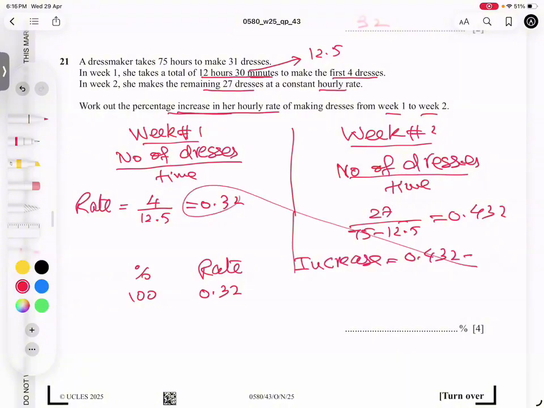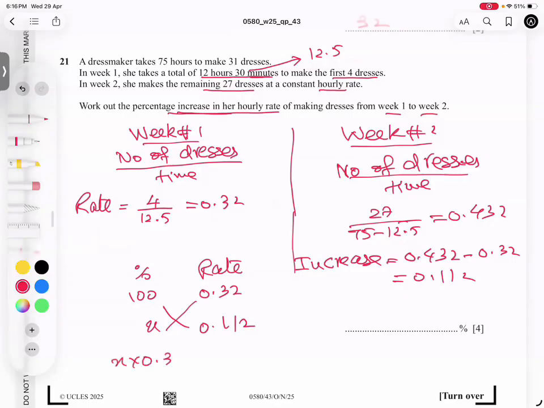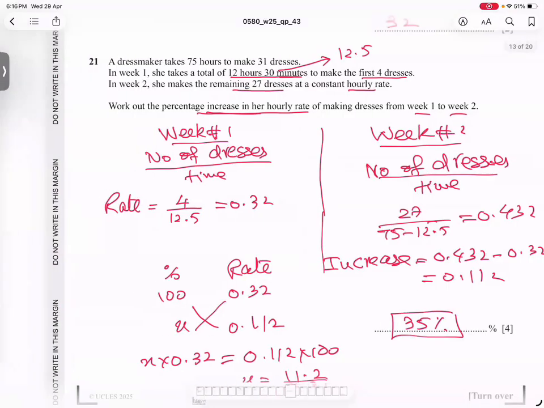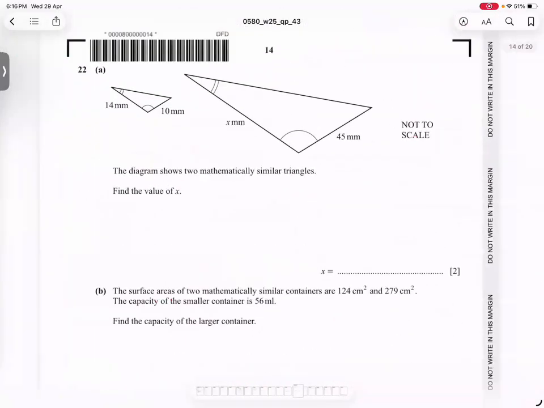minus the first week rate, so 0.32. So when I subtract, I'm getting here 0.112, and I'm writing here 0.112 and here x. So it is times 200 and divide by 0.32. For example, x times 0.32 is equal to 0.112 times 200. And this will divide. So x is becoming 11.2 over 0.32, and I'm getting 35%. So I hope the concept of the question is very clear. And let's talk about the next question, number 22.